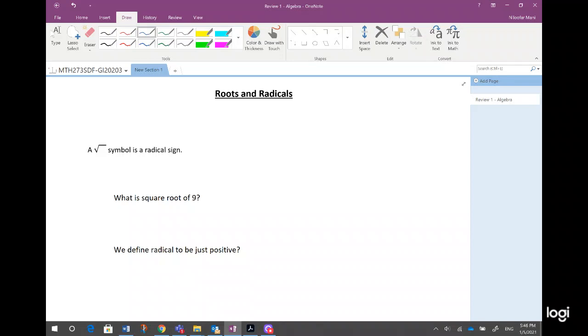I want to talk about roots and radicals. I want to talk about this symbol, which is called radical. I have a question for you. If I say what is radical 9, do you answer plus minus 3 or just plus 3? That's a good question. Many students say plus minus 3, and that's wrong.